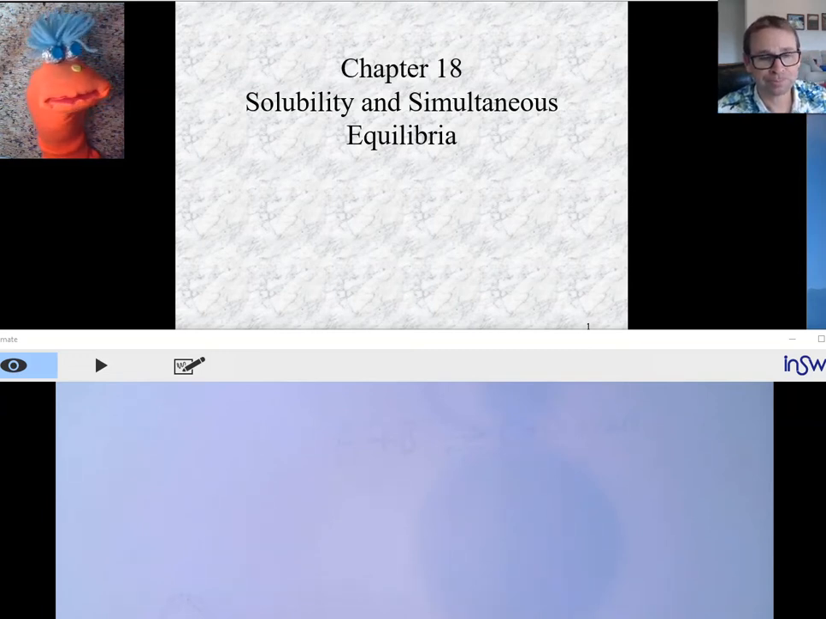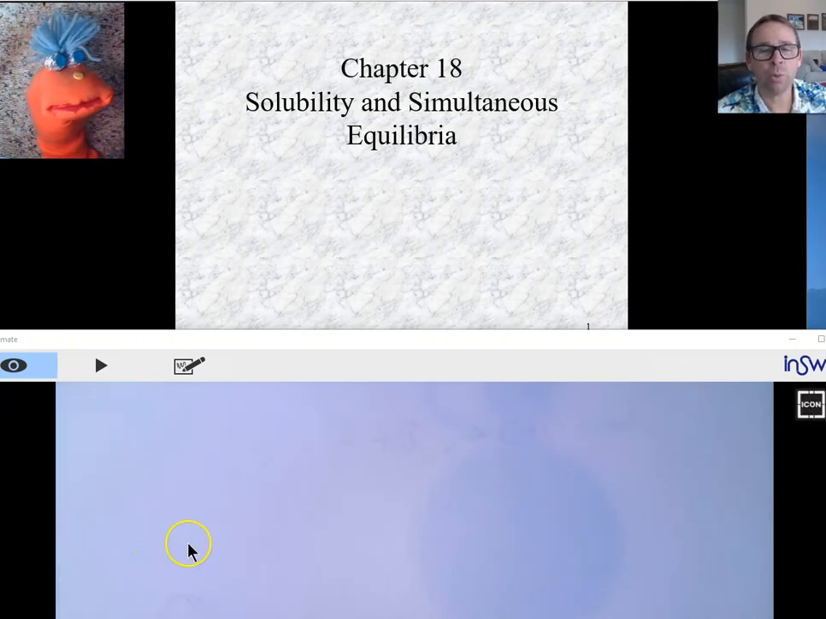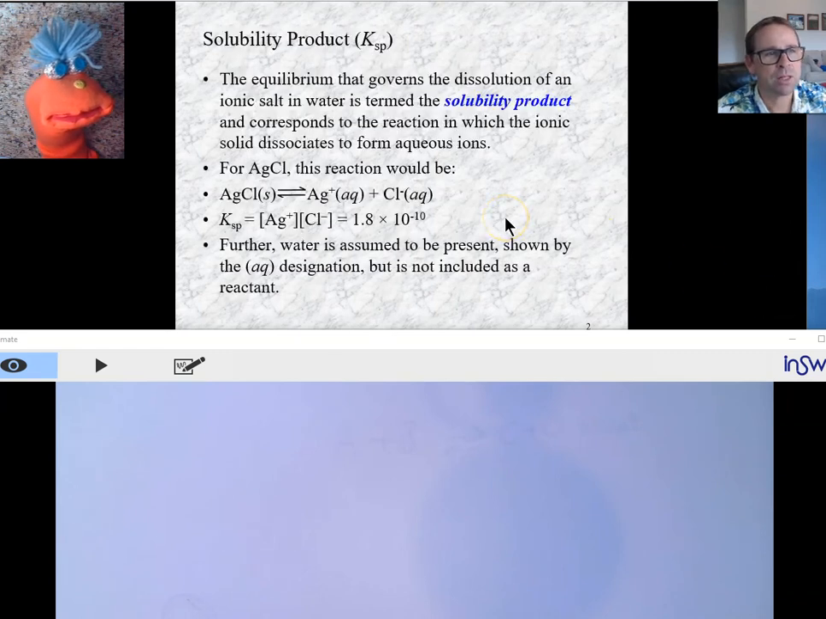I could say something like iron carbonate: soluble or insoluble? Let me check the rules. Carbonates are insoluble. So iron carbonate is insoluble. You went to the rules and found out that carbonates are generally insoluble. That's good, right? We just said something is soluble or insoluble.